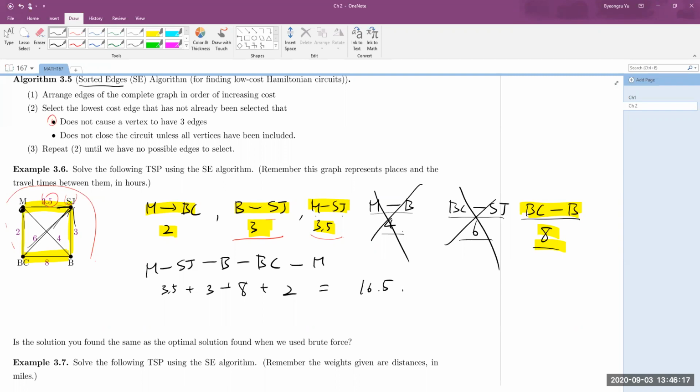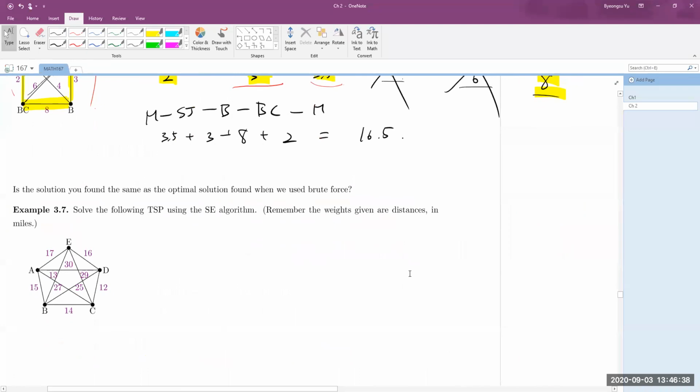Do you have any question on this method or this example? Is it all good? Okay, great. Okay, then see the next one.